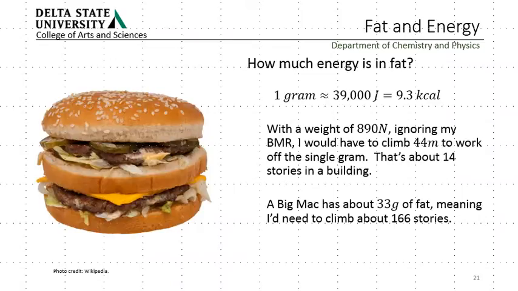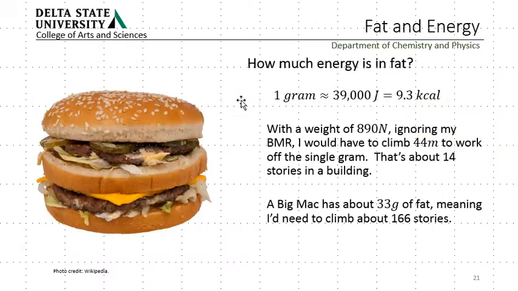let's take a look at a Big Mac. My weight is about 890 newtons. If we ignore my BMR and we look at eating a Big Mac and how much fat is in a Big Mac: a gram of fat is about 9.3 kilocalories, or big C Calories, which is 39,000 joules of energy. That's 1 gram of fat.